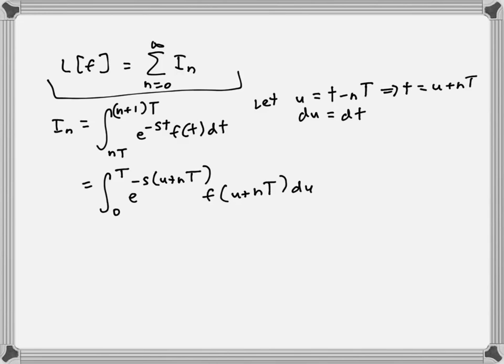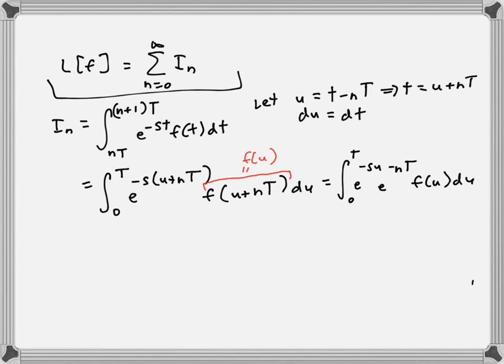However, this is where we use the fact that f is periodic, right? Since f is periodic, isn't this the same as f of u, because we're just adding n periods to it? We know that f of u is the same as f of u plus T. We just keep applying that logic. So what do we end up with here? This is equal to, from 0 to capital T, and I'm going to write it this way now: e to the negative su, e to the negative n s capital T, and then I have f of u du.